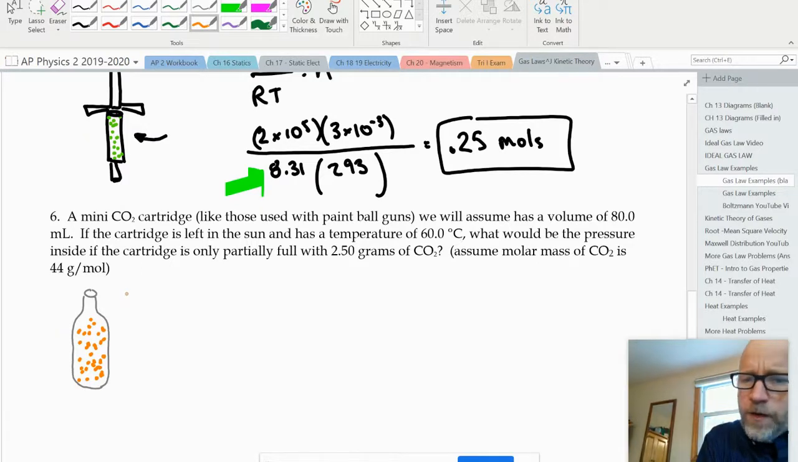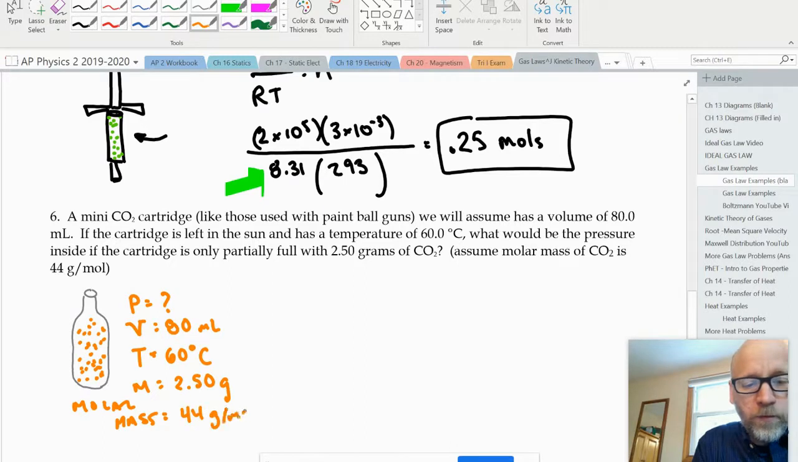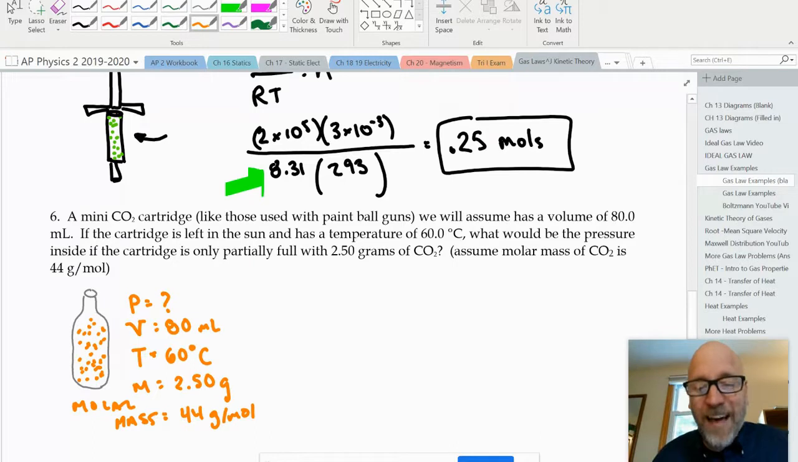It says the pressure is what we're trying to find. The volume is 80 milliliters. The temperature is 60 degrees Celsius. And the mass is 2.5 grams. And the molar mass is equal to 44 grams per mole. Now, some of you are salivating because you're so excited that you get to go back to chemistry.